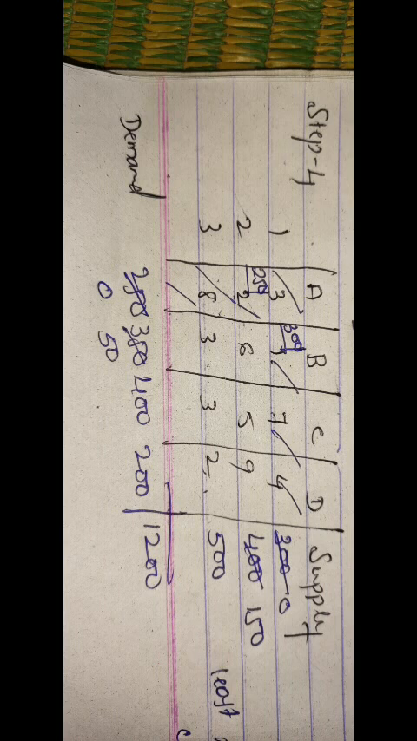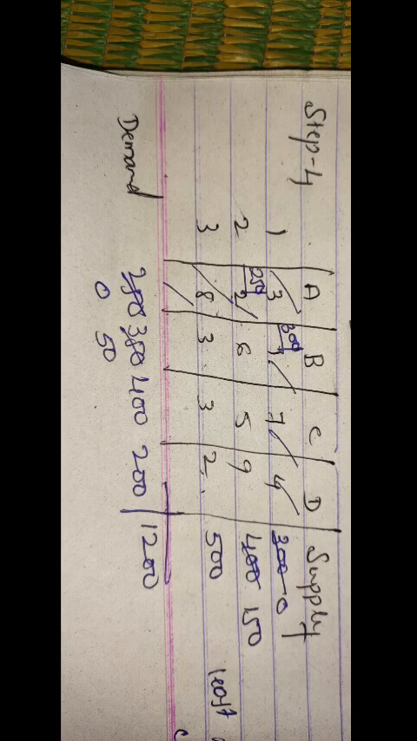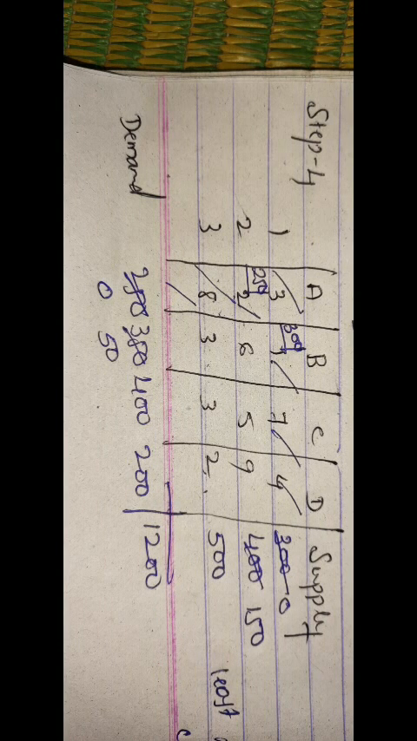After allocating 250, the column becomes 0 or the demand becomes 0, and then the remaining 150 in the supply. Now we need to check again which is the minimum, which is another least element in the remaining elements. Here there are two twos, you can allocate to any one.